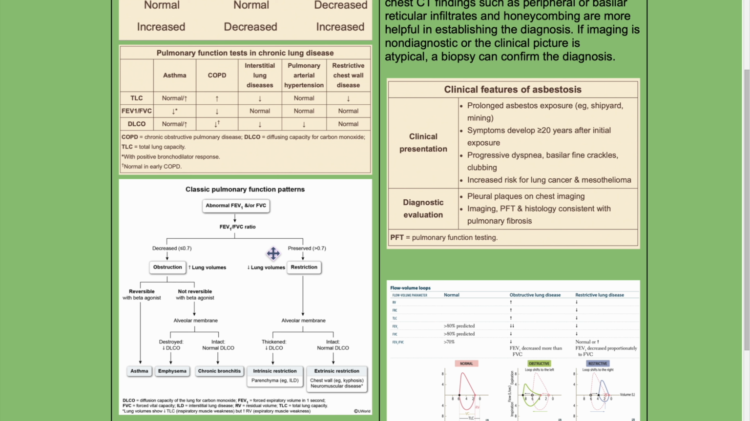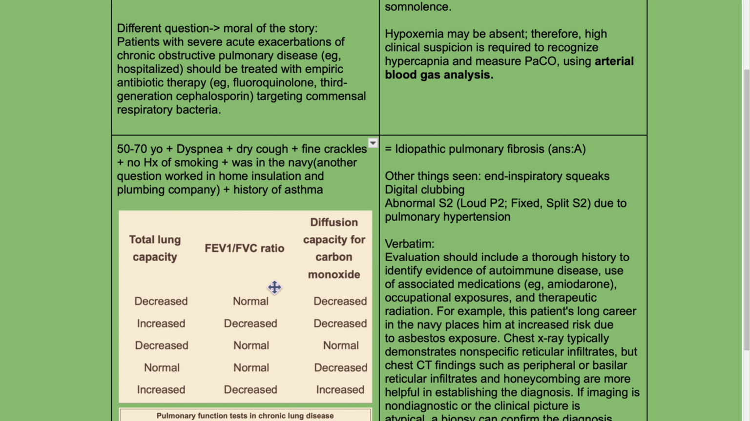If it is decreased, less than 0.7, it is obstruction, and there's an increase in lung volume. This could be either reversible or not reversible. If it's reversible with beta agonist, then it's asthma. If it's not reversible with beta agonists like bronchodilators, the alveolar membrane is either destroyed or intact. If it's destroyed, it's emphysema. And if it's intact with normal DLCO, then it is chronic bronchitis. So here we're talking about idiopathic pulmonary fibrosis.